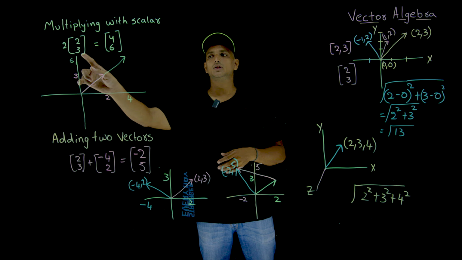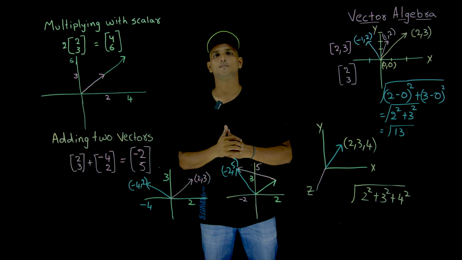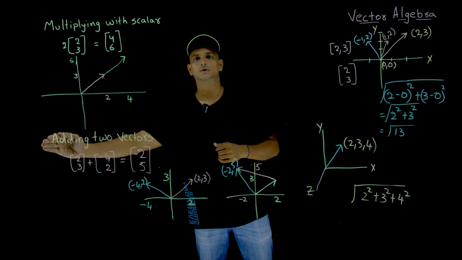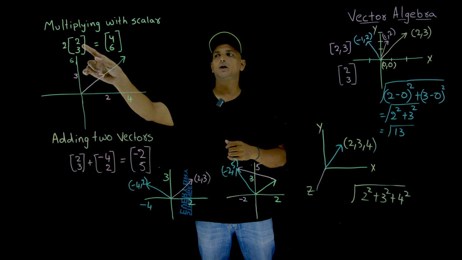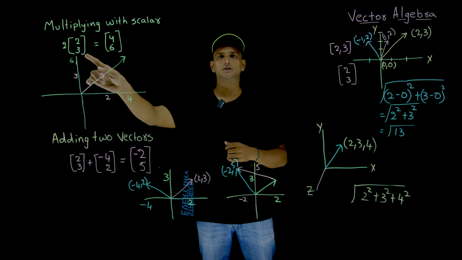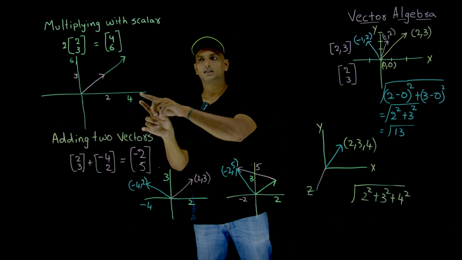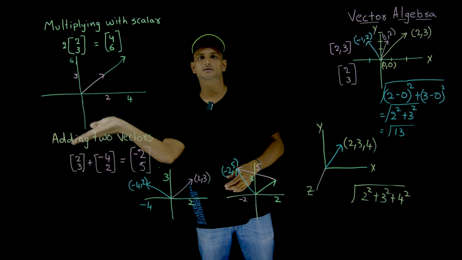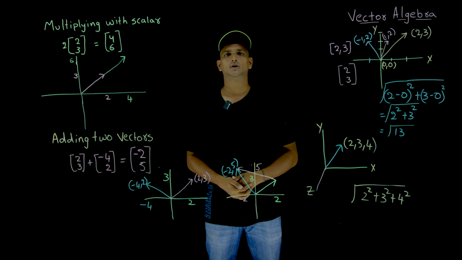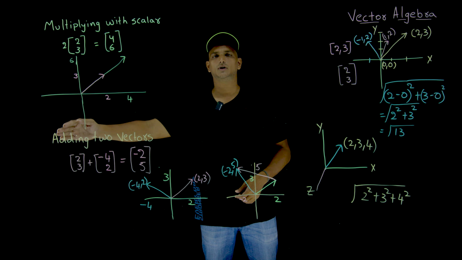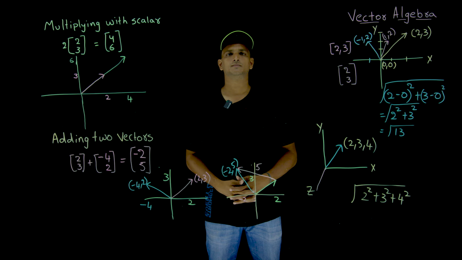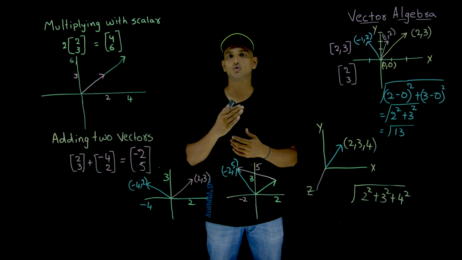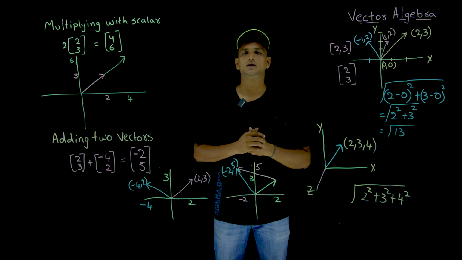Suppose you multiply (2, 3) by minus 10, your vector will go in this way. Minus 10 means minus 10 multiplied by 2 is minus 20, minus 10 multiplied by 3 is minus 30. So the vector moves along the same line but in the opposite direction, towards this coordinate. This is what happens when you multiply a vector with a scalar. Its direction won't change, but the length of the vector changes.